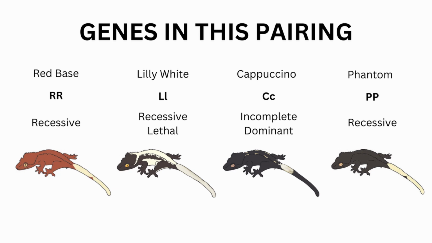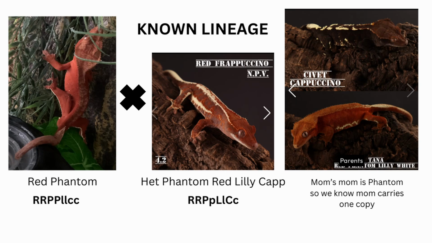Lily white is a recessive lethal gene, which works the same way as an incomplete dominant gene, but 2 copies of this gene produce a dead crested gecko. And the cappuccino is an incomplete dominant gene, which means that we only need 1 copy of this gene in order to express it, and 2 copies of this gene would be the super form. So we only got lineage for the female, but this is all that we need for this pairing.